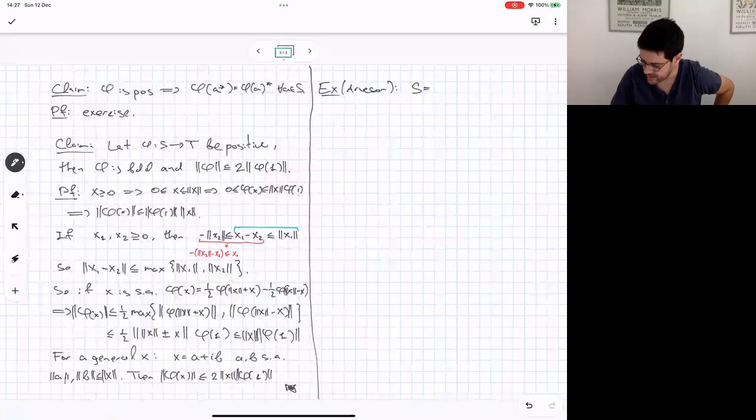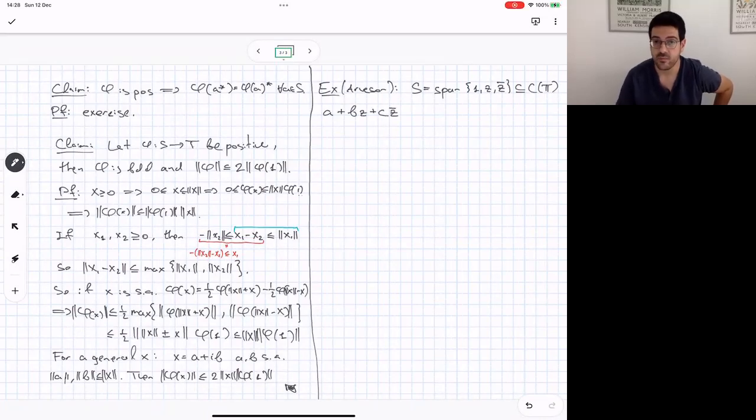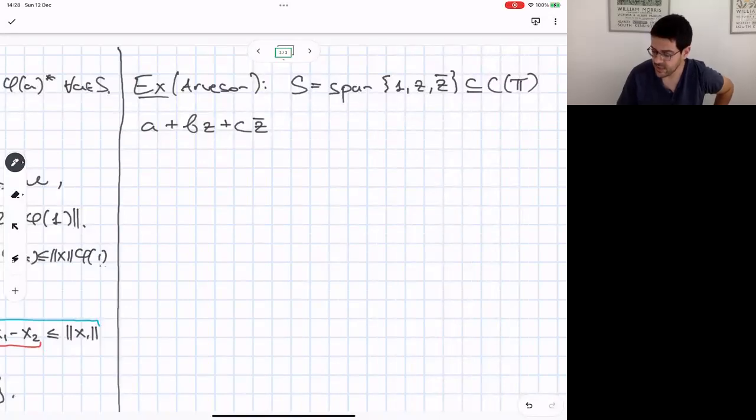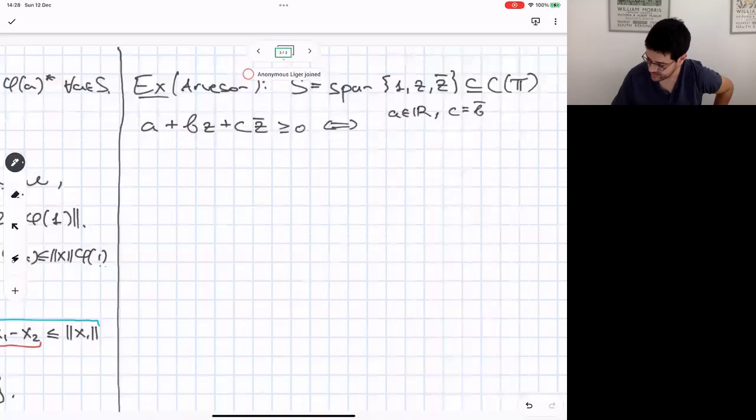Let me show you an example that this is indeed the worst case scenario. No, that shows not that this is the worst case scenario, that shows that the worst case scenario can happen, that we can get these two. And this example is due to Arveson, and it will have another importance later, so keep it in mind. We take S to be the span of 1, z, z bar, sitting inside the continuous functions over the circle. A general element in S looks like a plus bz plus c z bar.